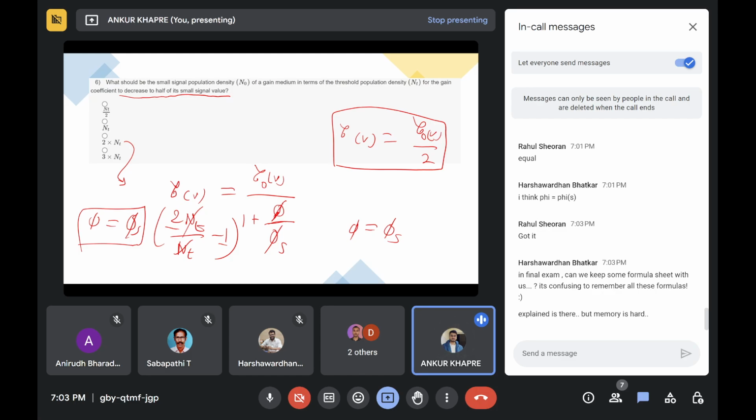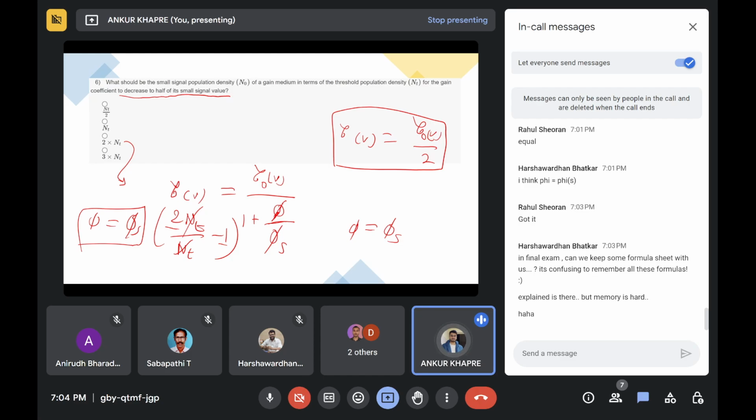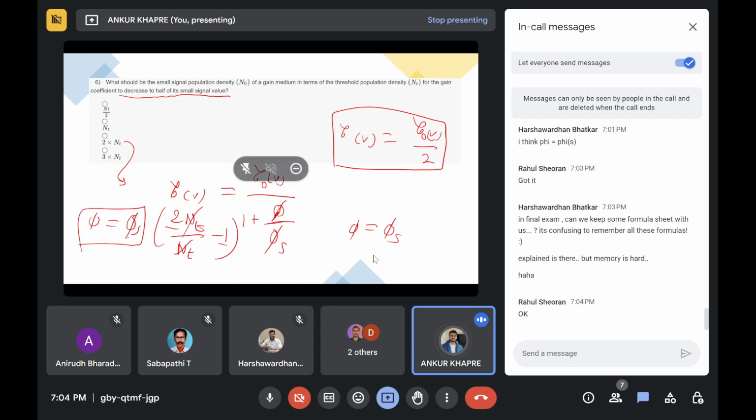If you solve, if you do it, yeah, it is hard, but you have to remember. We can't do anything. In the final exam, you have to remember these things. And that will be in particular centers. It won't be online or something. Okay.